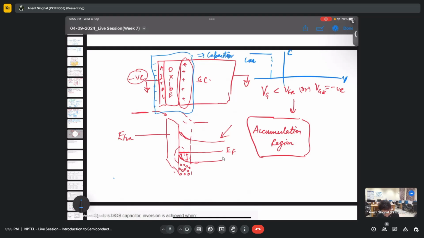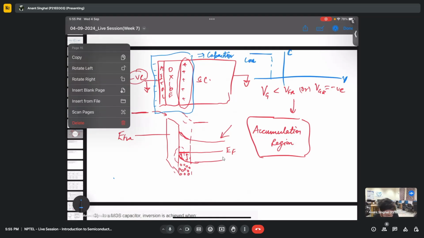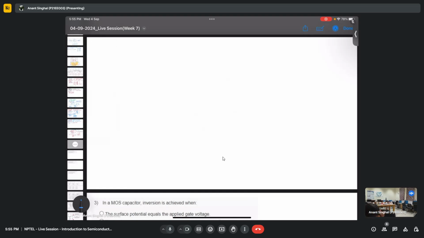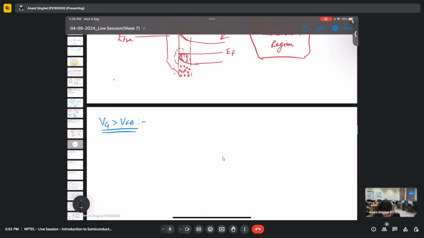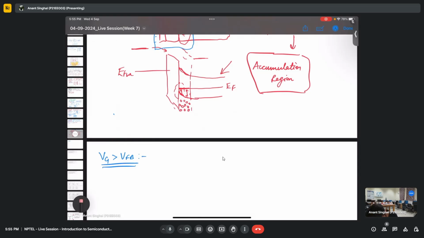Yes, sir. Okay, fine. So now we'll take the further case. We'll make the Vg greater than the flat band voltage. So I hope you are trying to understand this: before the flat band voltage, the band is bending upwards. This is Vg less than VFB. At Vg equals VFB, we have flat bands. And if I apply a voltage greater than the flat band, the band will bend downwards. I hope you are able to understand this now.